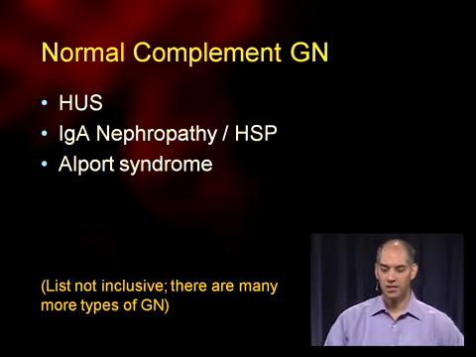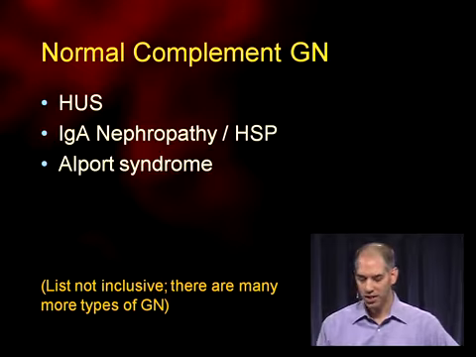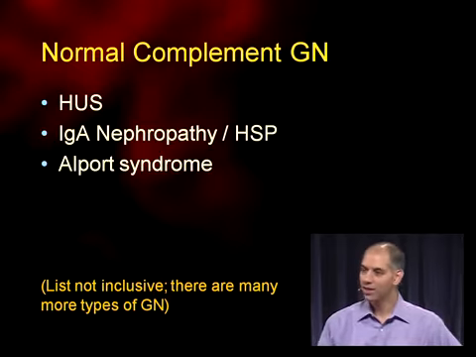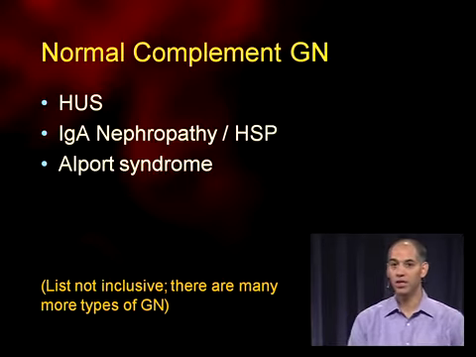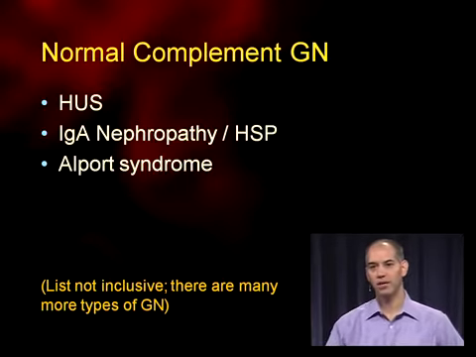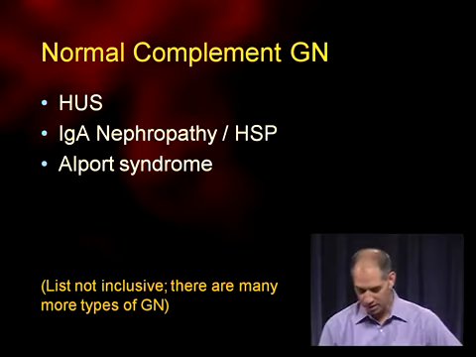Let's switch gears and talk about the normal complement GNs, HUS, IgA nephropathy, and Henoch-Schönlein purpura. There's also Alport syndrome, which I include here as a GN, although we're actually going to talk about it as one of the hereditary glomerulopathies.